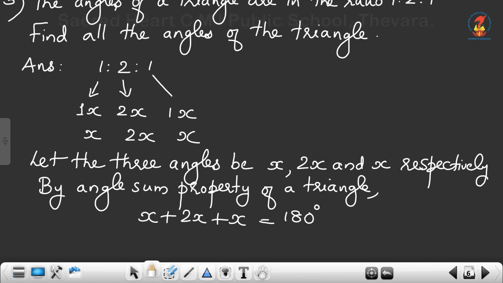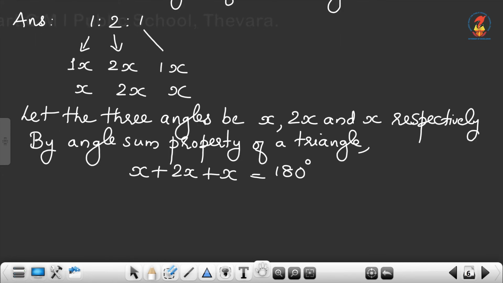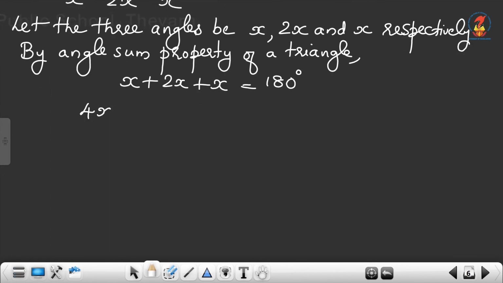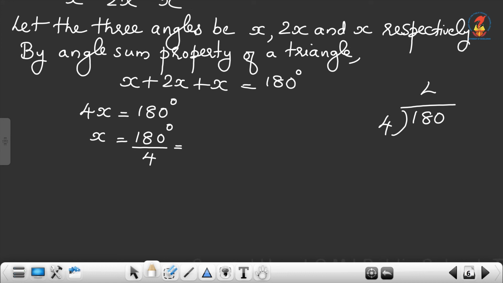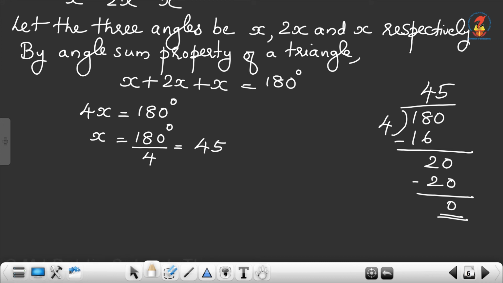Now we have to add it. So 2x plus x, 3x plus x, 4x. Therefore we can write 4x equal to 180 degree. Therefore x equal to 180 degree divided by 4. Now we have to find out 180 divided by 4. 4 4s are 16, 20. Therefore x is equal to 45.